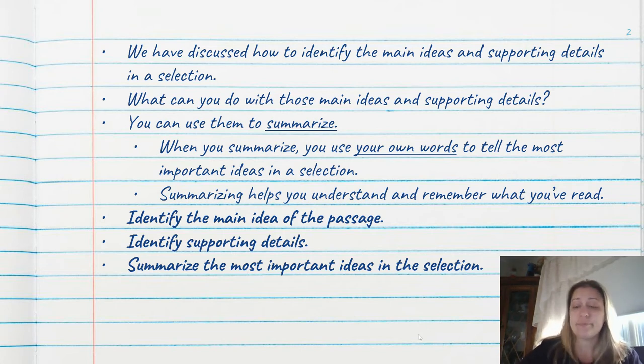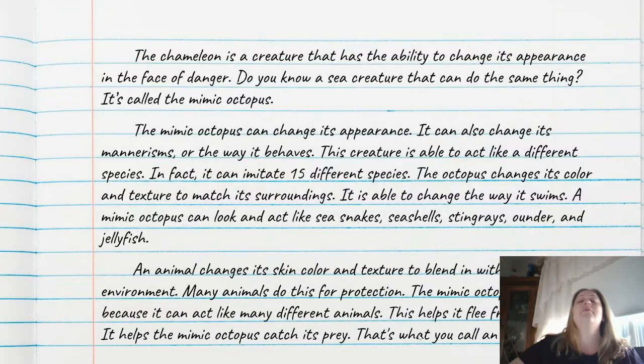So, the chameleon is a creature that has the ability to change its appearance in the face of danger. Do you know a sea creature that can do the same thing? It's called the mimic octopus. The mimic octopus can change its appearance. It can also change its mannerisms or the way it behaves. This creature is able to act like a different species. In fact, it can imitate 15 different species.